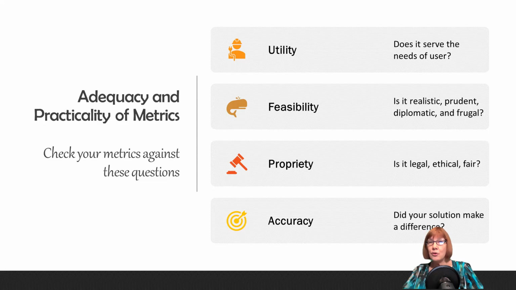So you want to check your metrics against some of these questions. You want to design your metrics first, and then you want to check them against something like this. The first is utility. Does it actually meet the needs of the user? The second is feasibility. Is it realistic?